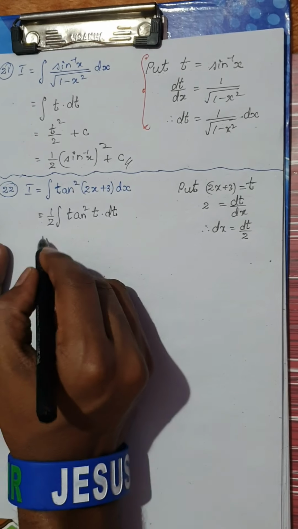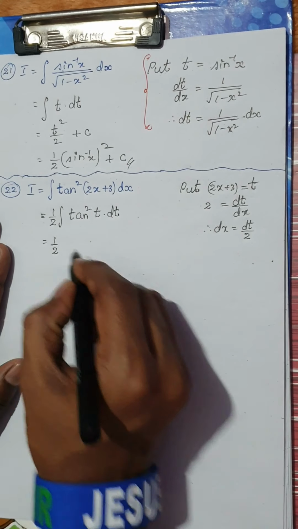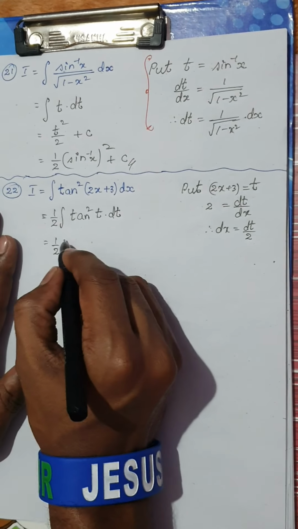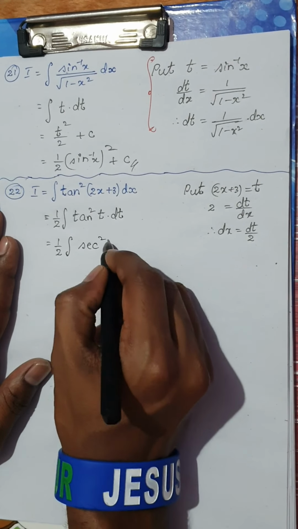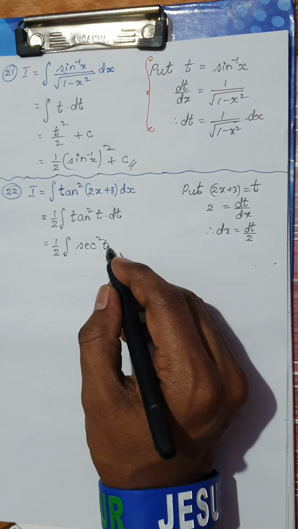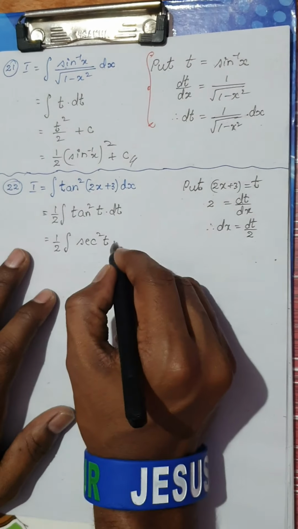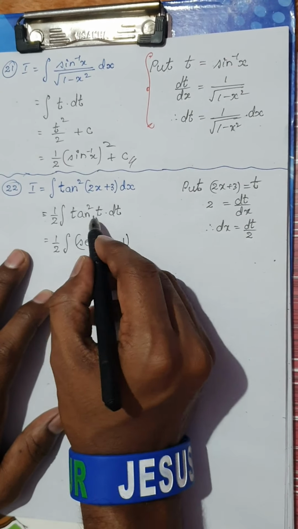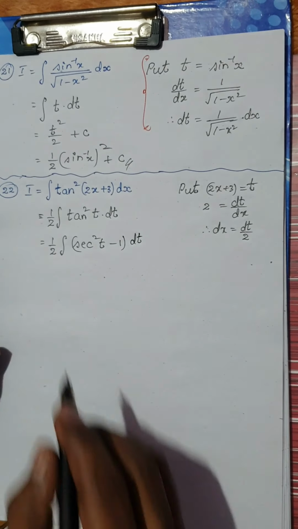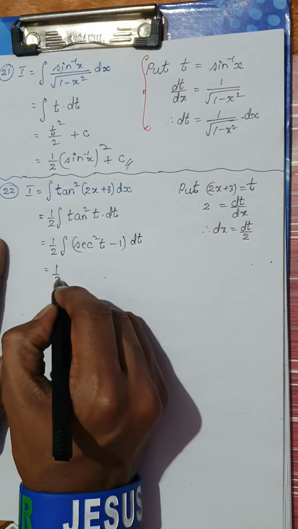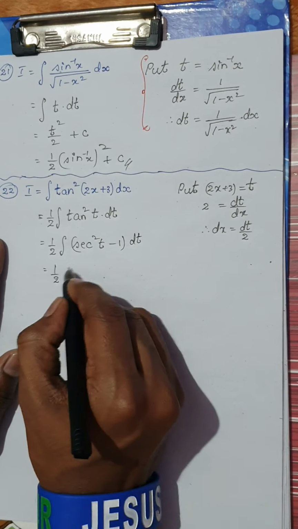Okay, now remember, you don't have the standard integral for tan square. See how I'm going to write this question. Tan square can be written as secant square t minus 1, isn't it? So tan square theta is secant square theta minus 1 dt. Okay, now this is nothing but half of, remember this half is multiplied for the entire integral.